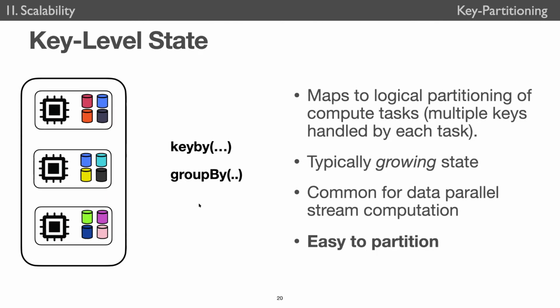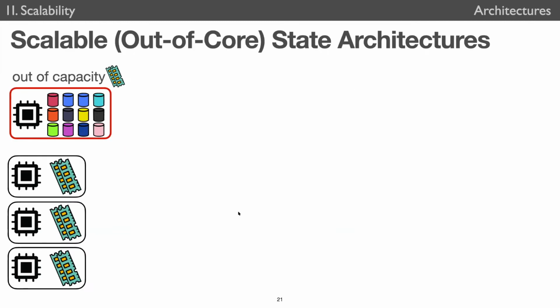In short, key-level state is the main way to define scalable state in streaming systems. Key state allows logical-level partitioning of state to compute tasks, where each compute task, like the one you see here, handles a range or set of state keys. This is supported at the API level through keyBy, for example, in Apache Flink, or groupBy operators, which are used, for example, in Beam and Kafka Streams. Now, an obvious state management problem here is how much state can we hold in each task? Obviously, we can't just rely on main memory, especially when we deal with state that is growing proportionally to the number of distinct keys in an unbounded stream.